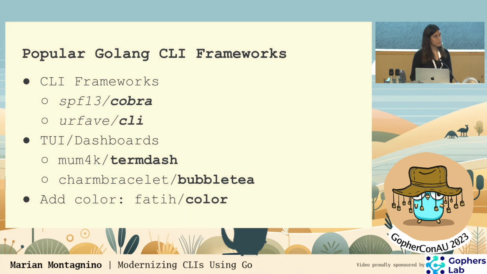All right, so here are the Golang frameworks that I've used. For the CLI framework, I used Cobra specifically, but if that's not your cup of tea, there's urfave/cli. Also, the standard library offers a lot that you could use for adding flags. There's a lot that you can do. And then for dashboards, I specifically used the termdash framework, but there's also Bubble Tea if you want to use that. And then to add color, there's fatih/color. But there's a lot of options out there, so you have your choice.